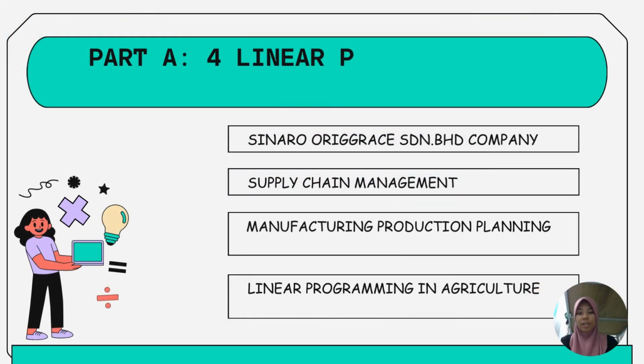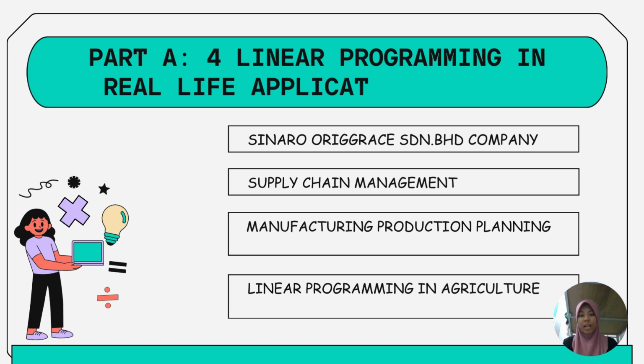So the first part is Part A, which is linear programming in real life application domains. The first application is the Sinaro or Sedem Berhad company. The second application is supply chain management. The third one is manufacturing production planning. And the last one is linear programming in agriculture.